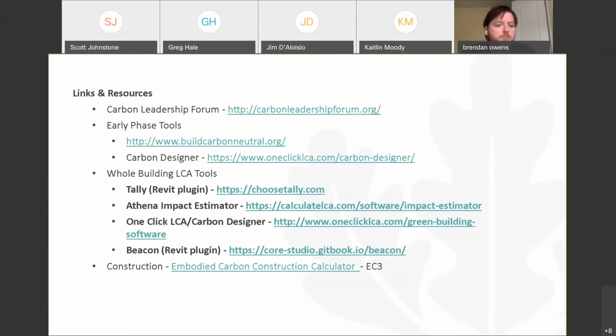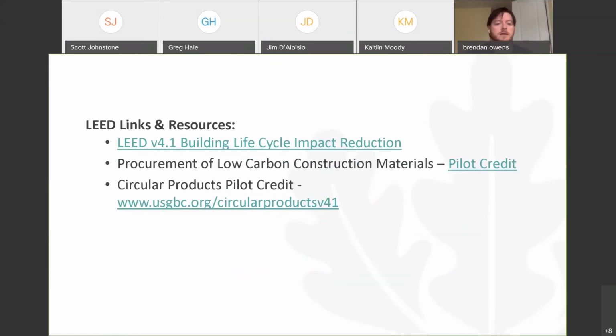So Tally and Beacon are both Revit plugins. Athena Impact Estimator is a standalone tool, as is the One-Click LCA. So if we can go to the next slide, I want to talk about how these are applied in a framework like LEED. It's the one that I know best, so it's the one that I'm most comfortable talking about. There are a couple places that these tools get employed in LEED by projects seeking LEED certification. If you can go to the next slide.